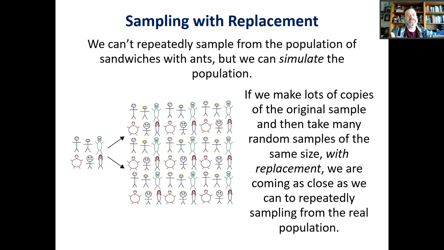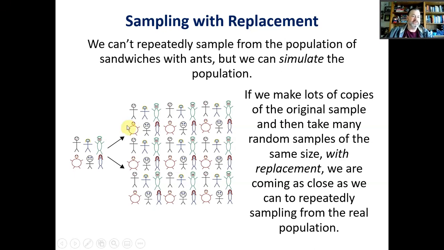We can't repeatedly sample from the population of sandwiches with ants, but we can simulate the population. If we make lots of copies of the original sample and then take many random samples of the same size with replacement, we are coming as close as we can to repeatedly sampling from the real population. So this little picture shows everything, I think.